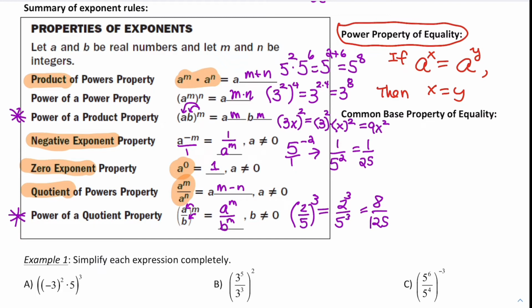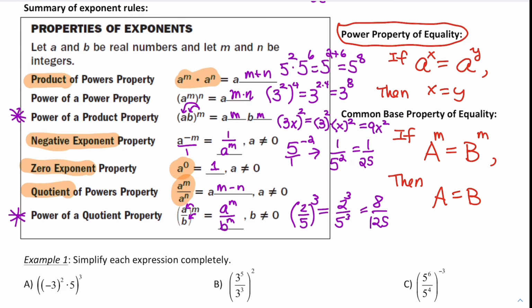A common base property of equality would be something that's a little bit different than this. It would say something like this. If, let's say, we have capital A raised to the, we'll just say m, raised to the mth power, and we also have b raised to the same power, and those two things are equal to each other, then we can say that a must be equal to b. Again, if a raised to some power is equal to b raised to the same power, then a and b must be the same number. Equality means that they are the same.